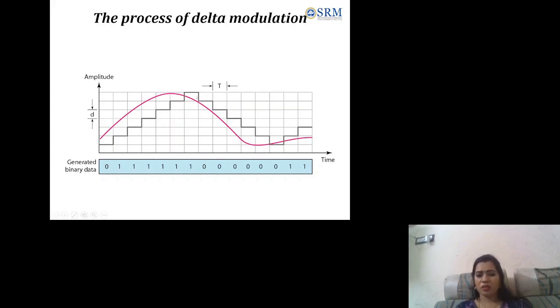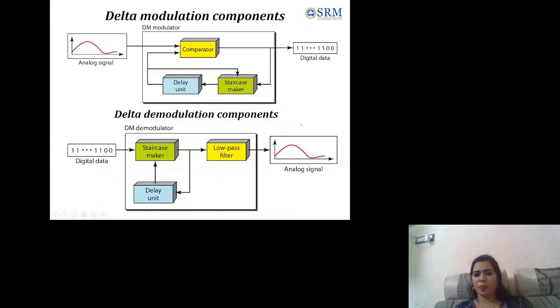This is how delta modulation is done. It takes the analog signal as the input, and by using the staircase maker, a staircase is constructed. Then from the staircase the binary data is generated. If the staircase rises, it is denoted as 1. If the staircase falls, it is denoted as 0. So till this point it rises, so we have considered 1. Then it started falling, so till this point it falls, then it again increases. This is how the binary data is generated for the corresponding digital signal.